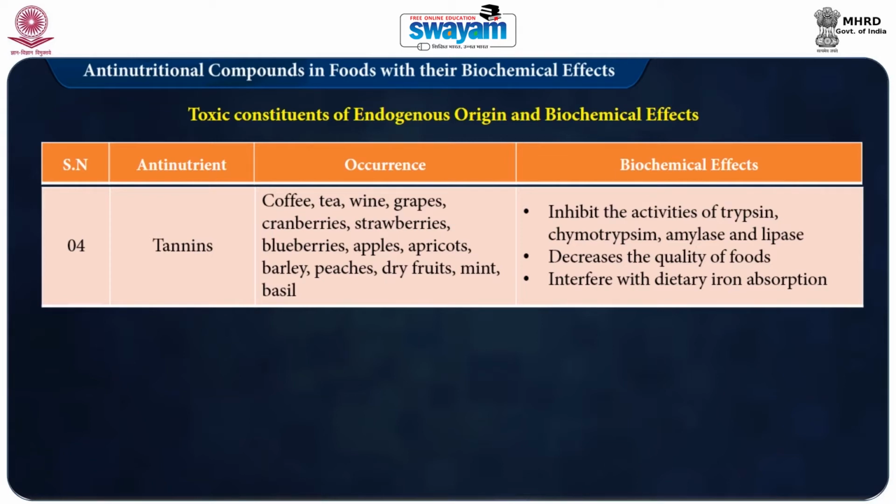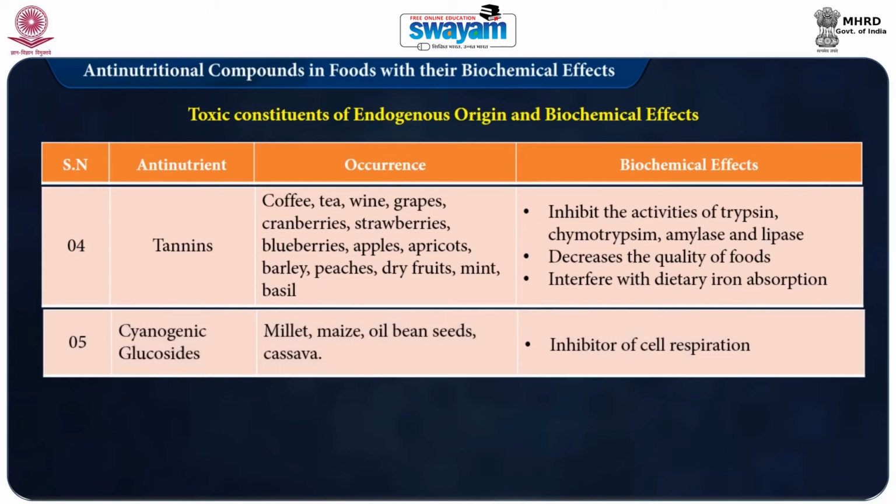Tannins are present in coffee, tea, wine, grapes, cranberries, strawberries, blueberries, apples, apricots, barley, peaches, dry fruits, mint and basil. Now, the biochemical effects seen because of the presence of tannins in food are they inhibit the activities of trypsin and chymotrypsin, amylase and lipase, then they decrease the quality of foods and they interfere with dietary iron absorption.